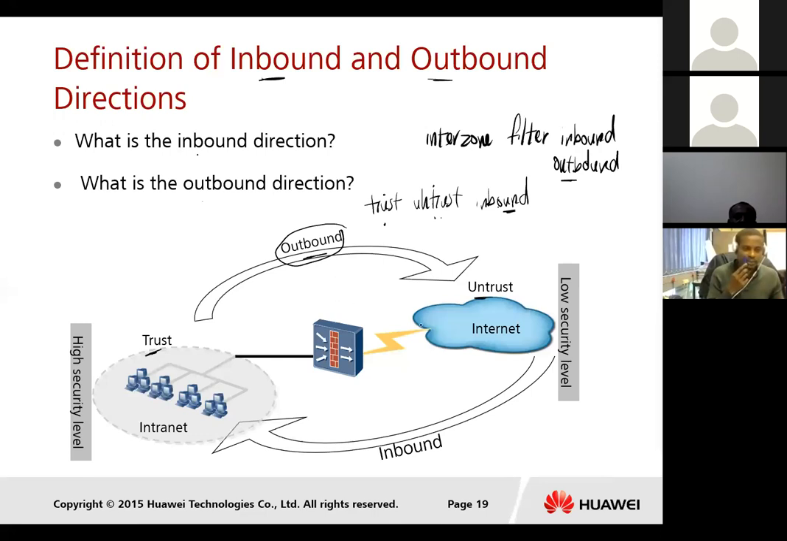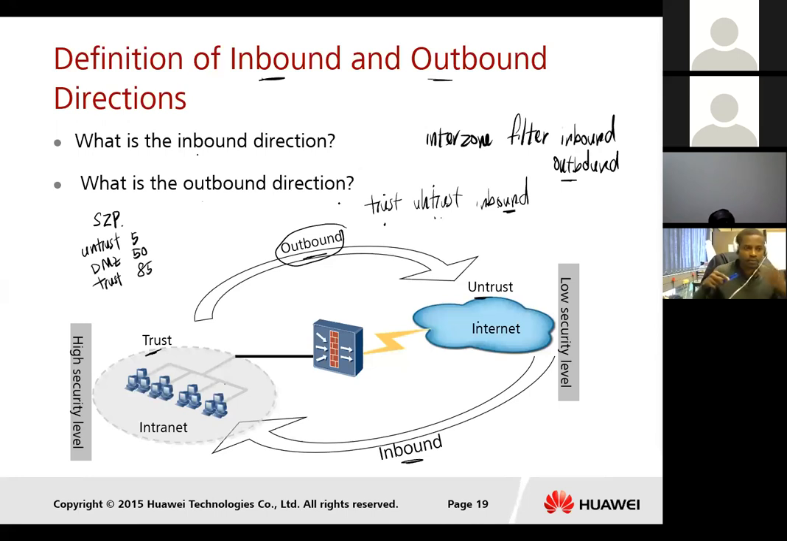When you want to filter untrust going into the trust, that is inbound. That will be the direction that you perform. So remember that just now we mentioned the security zone priorities. For untrust, 5. DMZ, 50. Trust, 85.